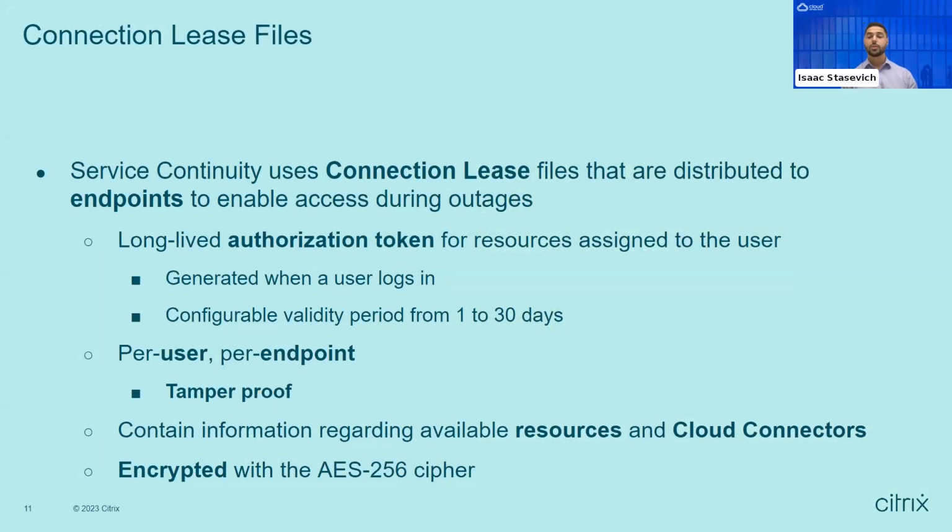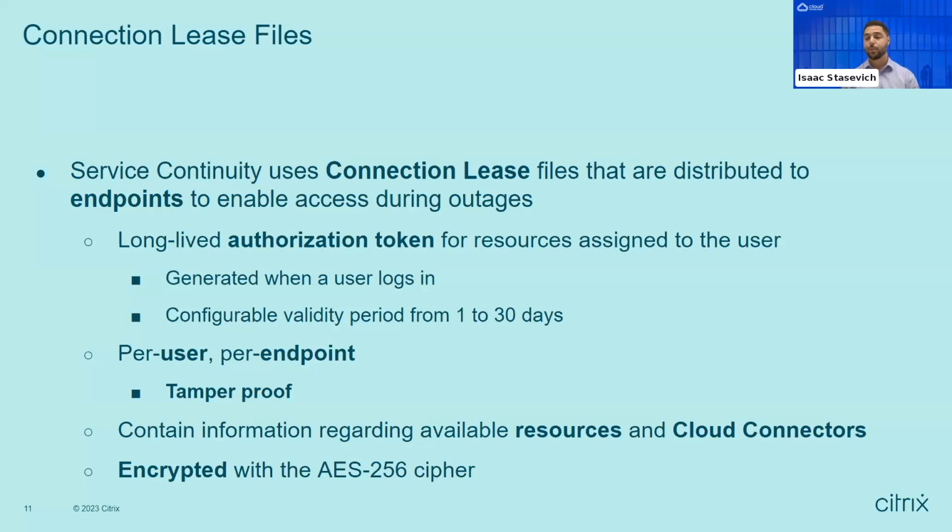As soon as a user logs in, they're going to start the download process of getting those connection lease files to that endpoint. And we could set that authorization token to last anywhere between 1 and 30 days. It's customizable. These connection lease files are per user and per endpoint. So it's specifically the resources that are assigned to me as a user, and it's specific to the endpoint that I am logging on to, or that I'm logged on with.